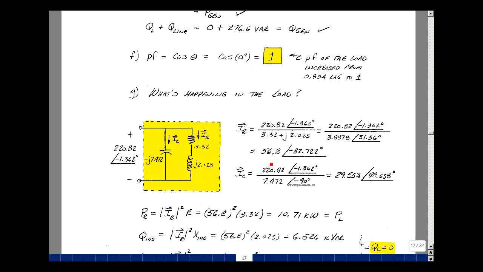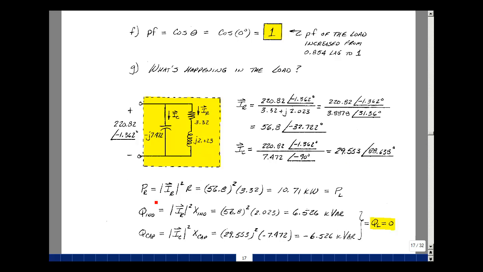Current in the motor has gone up. Now we have a current in the capacitor. It's also going to be the voltage across it divided by the impedance of the capacitance. So let's put this into polar form. Magnitude is 7.472. Angle is minus 90. And now the ratio of this is 29.553, and the angle is the numerator minus the denominator angle.